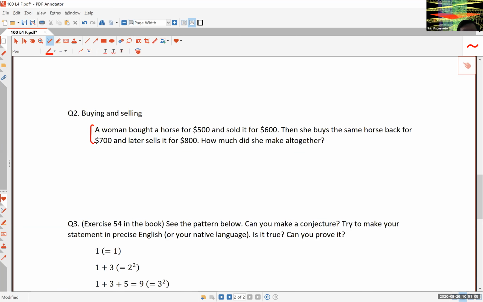A woman bought a horse for $500, but then she sold the horse for $600. Good, she's made some profit. But then she misses the horse, so she buys the same horse back for $700. She lost some money, it seems. But then later she sells it for $800, and that is the end of the series of transactions. In all of these transactions, how much did she make altogether? So this will be the end of part 1. Think about this, and when you think you have the answer, come back and start watching part 2.